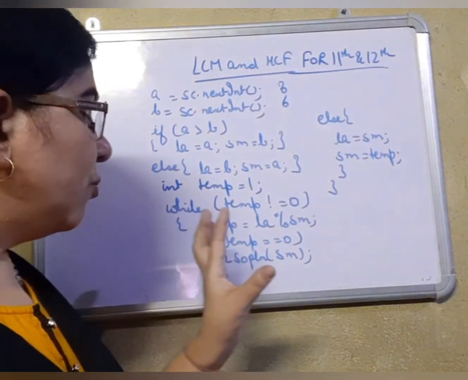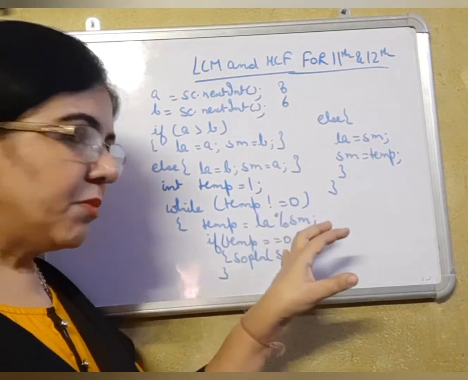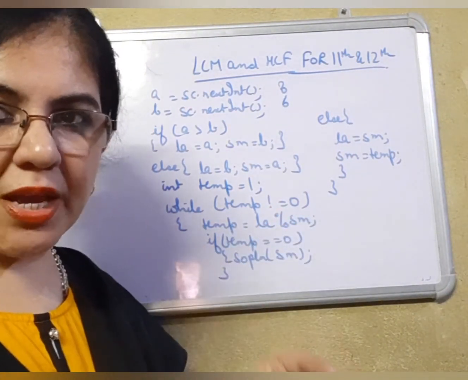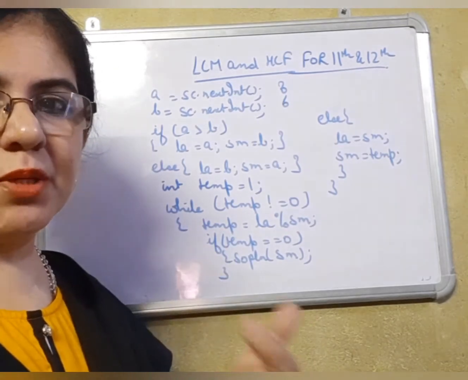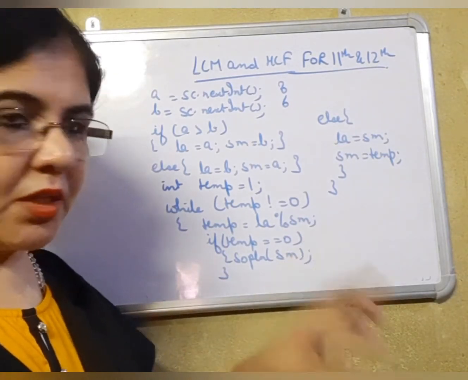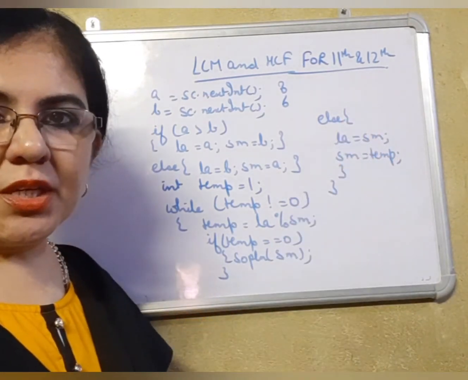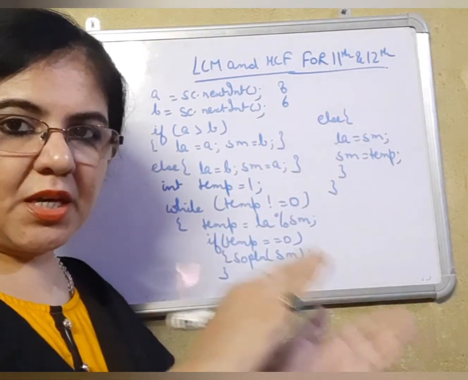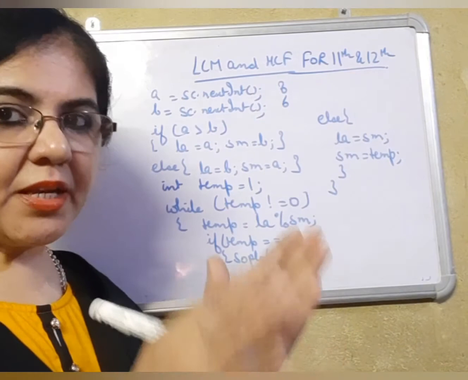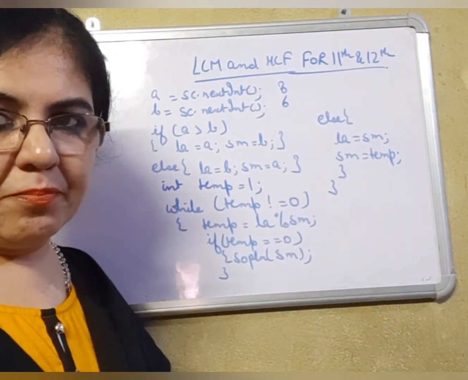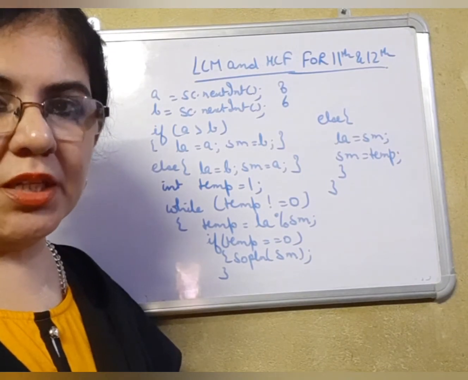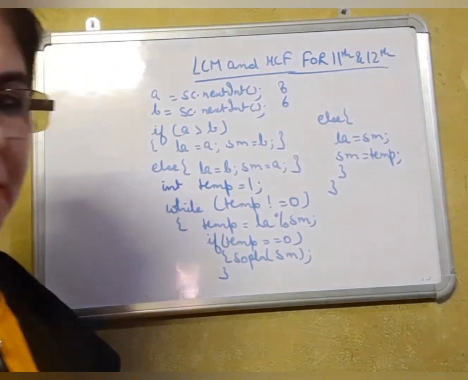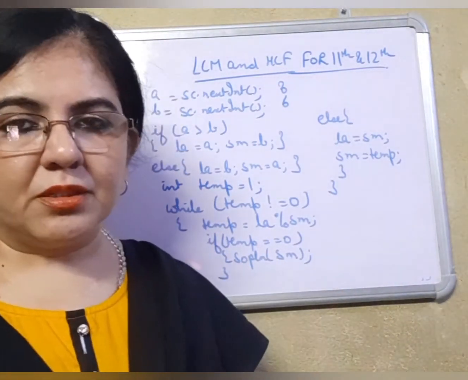So what did we do? We kept on dividing the largest number by the smallest till we get 0 as a remainder. If we are getting 0 as a remainder, the smallest number becomes your HCF. Otherwise, keep on exchanging. Take the smallest number as the largest number and the remainder as the next smallest number. This is the logic of LCM and HCF for 12th class. Hope you have understood the concept for 11th and 12th.